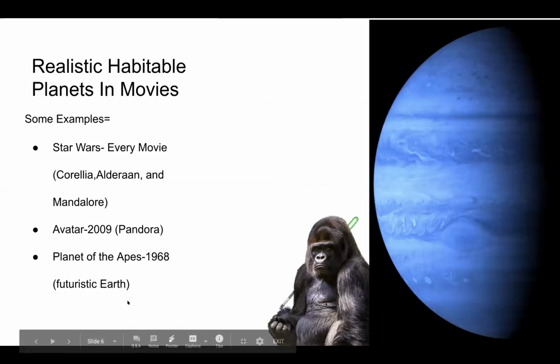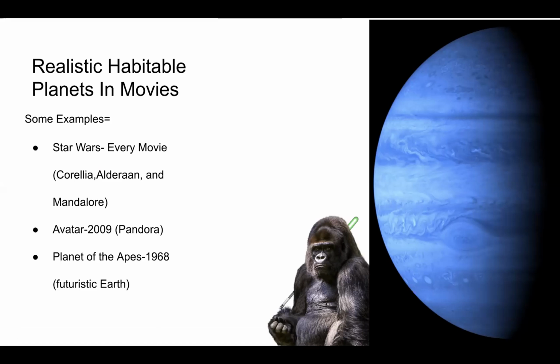All right, and so these are realistic habitable planets in movies. For some examples, Star Wars, almost every movie: Corellia, Alderaan, and Mandalore are some examples. Avatar, Pandora, and Planet of the Apes, which is like a futuristic Earth, like a different dimension.